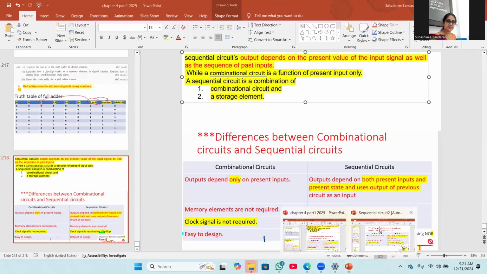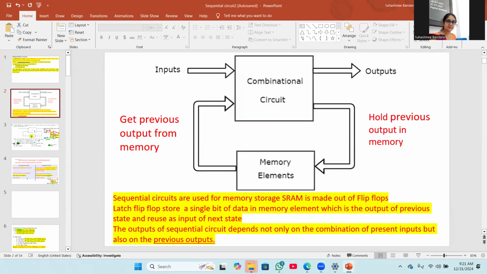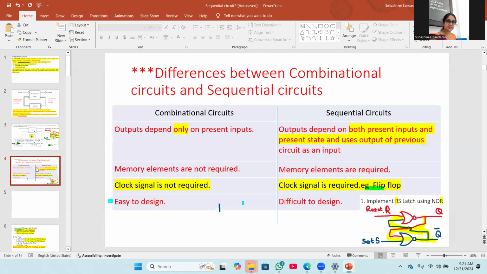We'll start the lesson. Sequential circuit. Copy down the non-sequential circuit, this one, and then this one, and this. Up to this one, complete it.